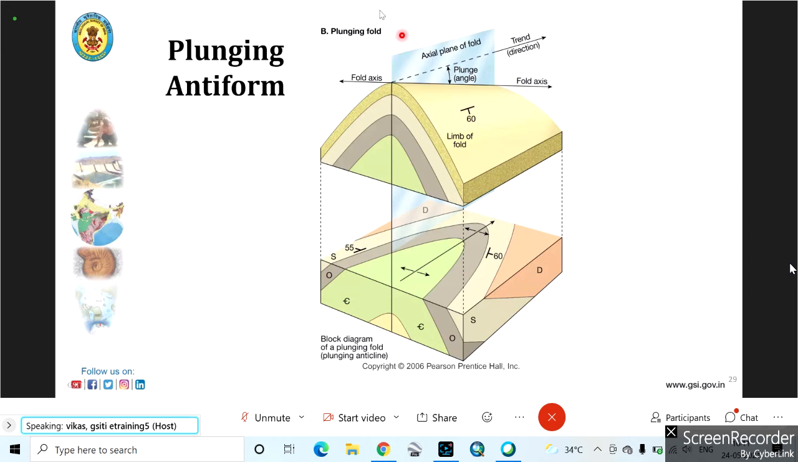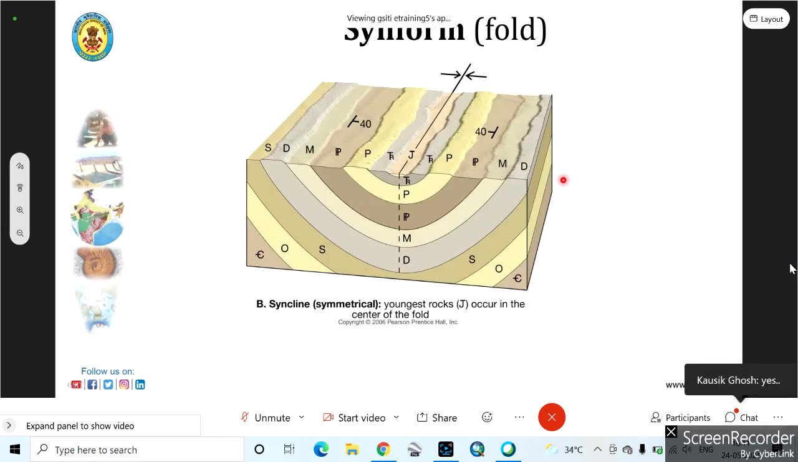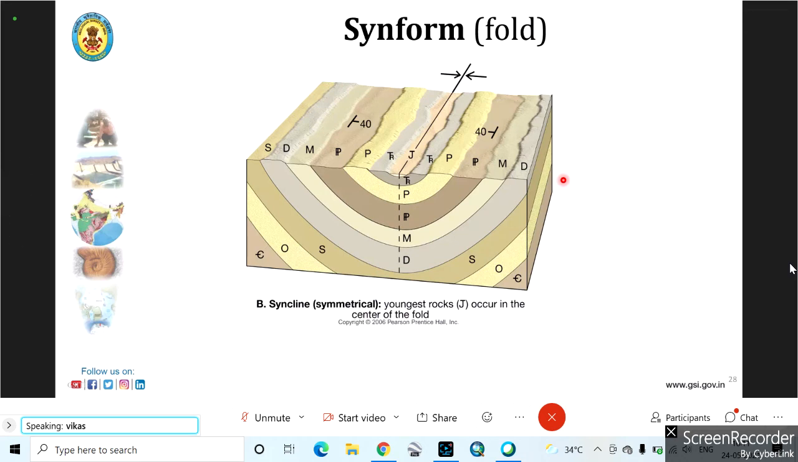Okay. So I was saying that if you see parallel beds on a map, like in synforms or antiforms, or even in remote sensing data, say on Google Earth, if you see repetition of parallel beds, you can understand that some sort of non-plunging folds are there.